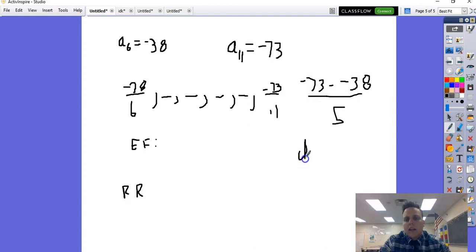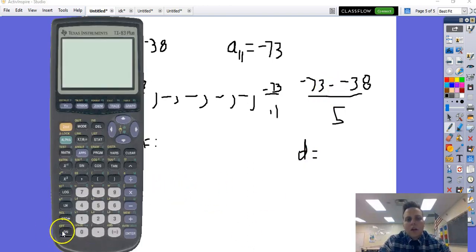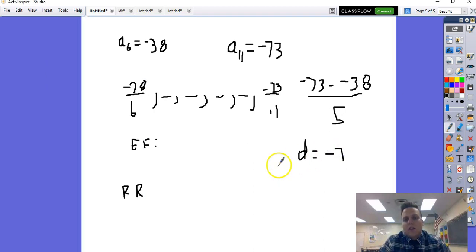So then d is equal to, let's see, negative 73. I honestly don't know this off the top of my head, so let me just pull up my calculator real fast. Alright, negative 73 minus a negative is going to be a positive, so plus 38 is negative 35, divided by 5. That's negative 7. So d is equal to negative 7.